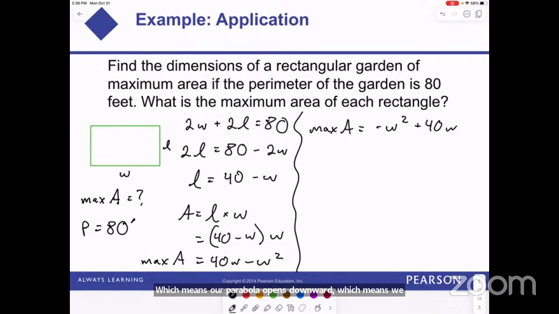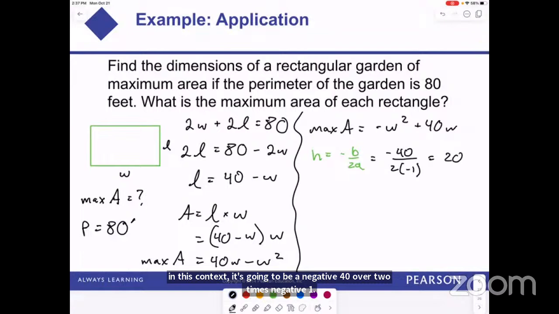So then we just want to find the coordinates of the vertex, okay? So we can use the vertex formula. Our h is going to be negative b over 2a. So in this context, it's going to be negative 40 over 2 times negative 1. Looks like that's 20 feet. So when the width is 20 feet, that should maximize the area, okay? So then our claim is that the max area occurs when our width is 20 feet.